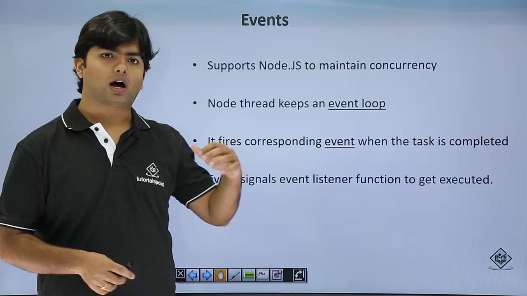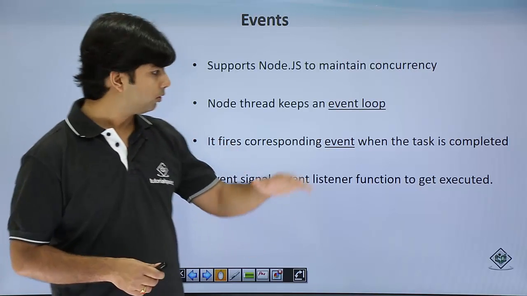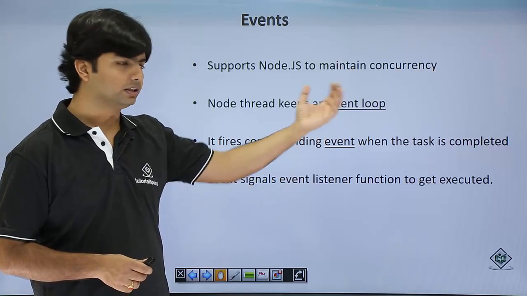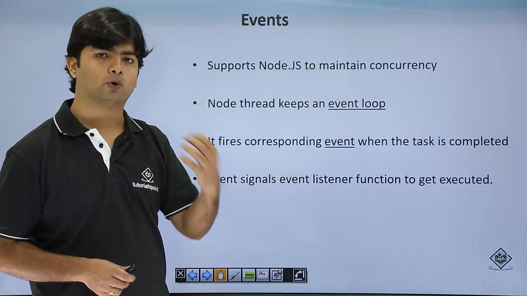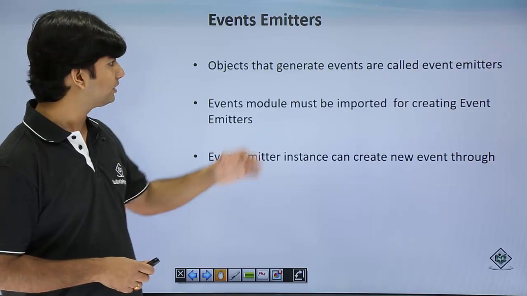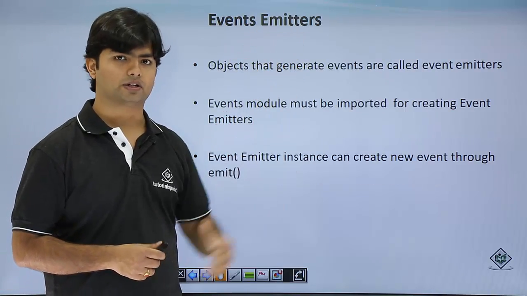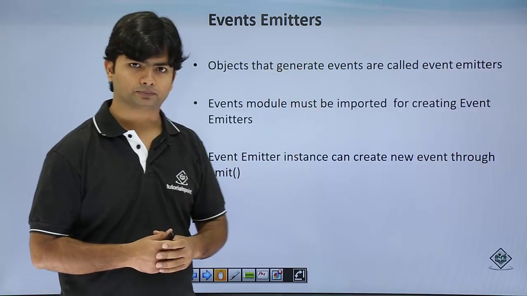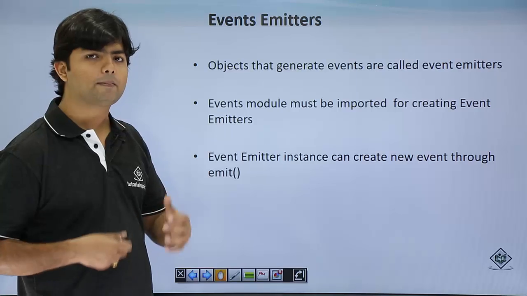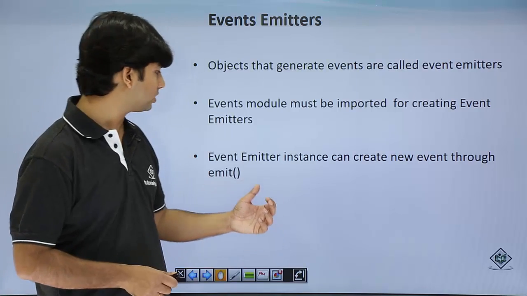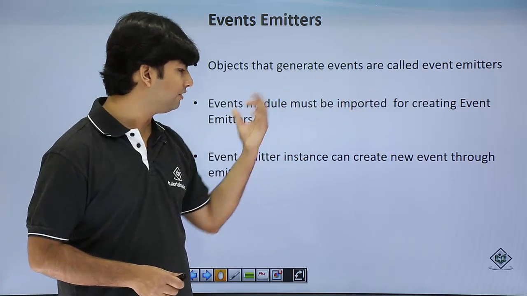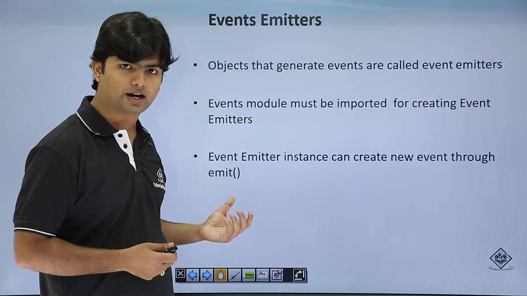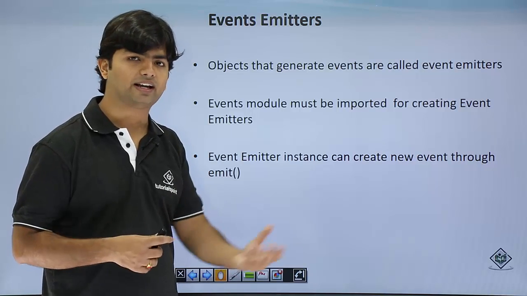Alright, but how will that event be raised? Because here we are just keeping an eye on the particular event, and when it is raised, this task could be done. But who will raise the event? That task is done by the event emitter. Any object which raises an event is called an event emitter. To implement an event emitter in our Node application, we have to import the events module, and it has the emit function which helps us raise that event.